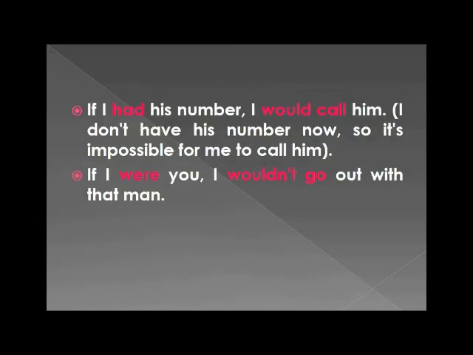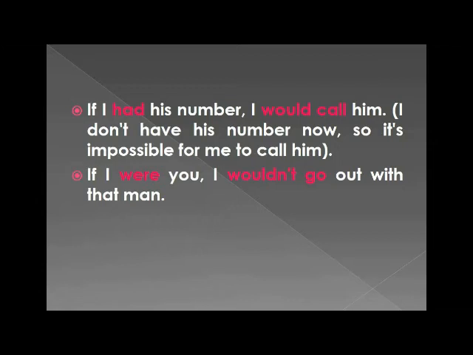If I had his number, I would call him. You say that in the present. This is impossible because as you talk, you don't have his number. So you put it in the second conditional. Meaning you don't have the number now and it is impossible for you to get the number.